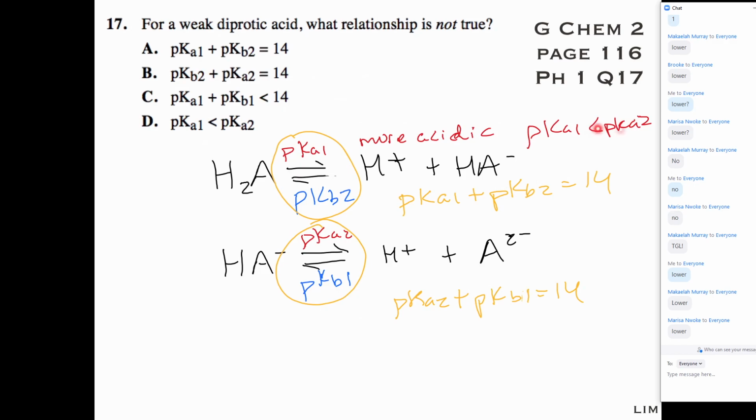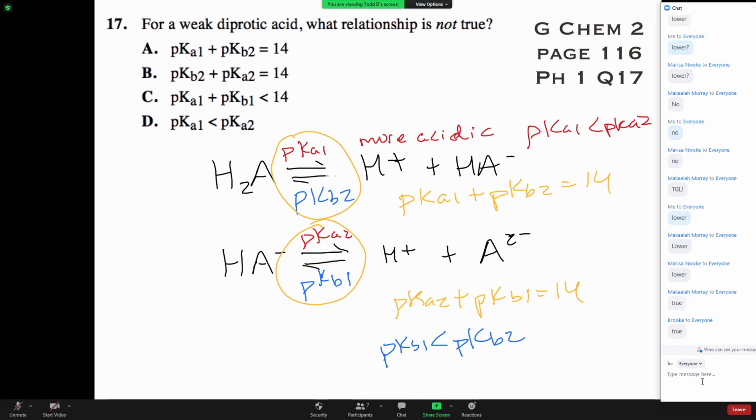So I know a couple things here. I'm going to throw in one more thing, and that is pKb1 is less than pKb2 because it is more basic. So got that one, got that. Perfect, I'm set. So time to start looking at answer choices. Is this a true or false statement then? Choice A. True. Choice B.